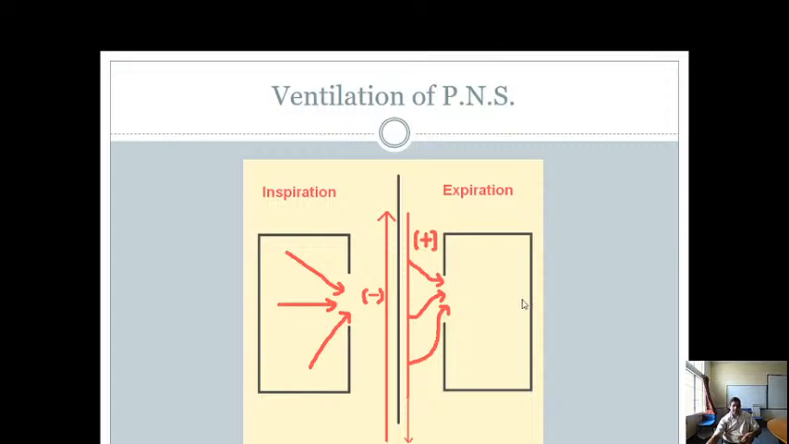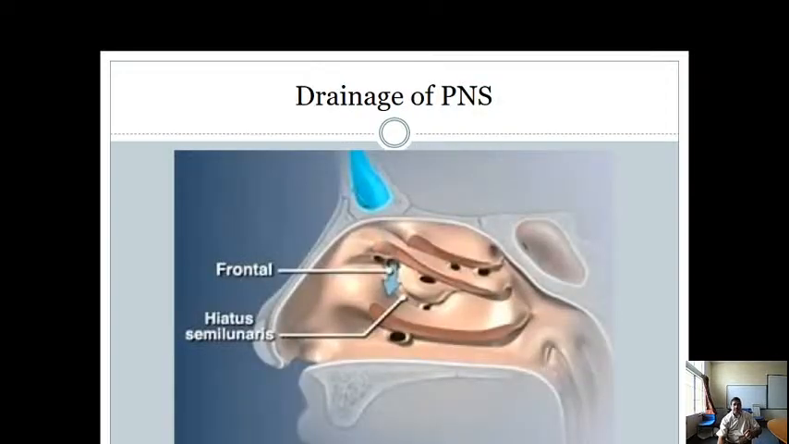This is a diagrammatic picture which shows that air, when it's passing through the nasal cavity, produces a negative pressure, and so the air is sucked into the nasal cavity. And during expiration, because there is an obstruction here, there are these eddy currents which are passing, and they push the air into the paranasal sinuses. So one of the functions of the nasal cavity is to ventilate the paranasal sinuses.